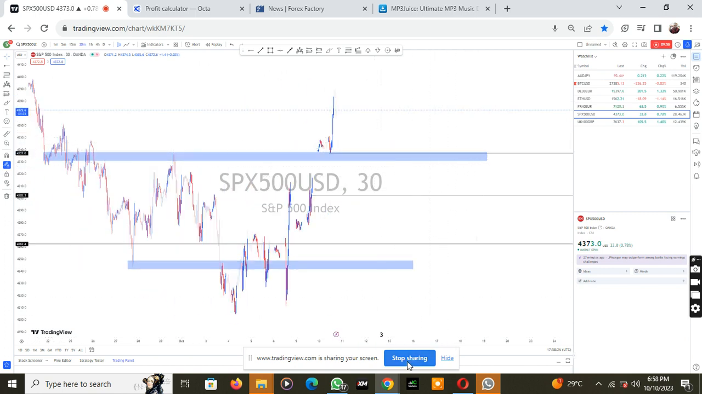So that is it for S&P 500. For those trading S&P 500, it's a sure way to go. For those investing into S&P 500, it's a good stock.